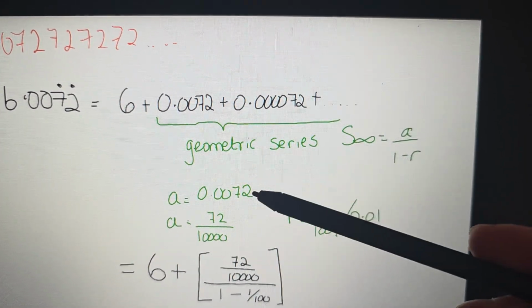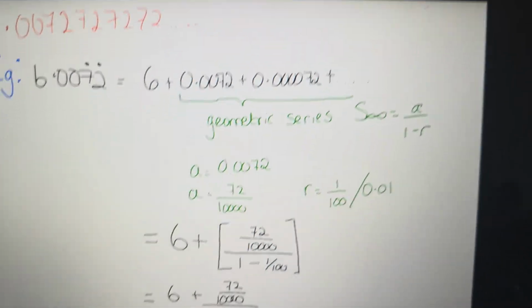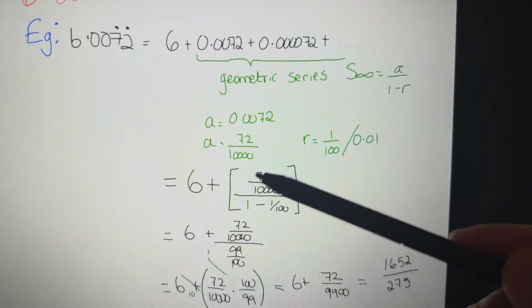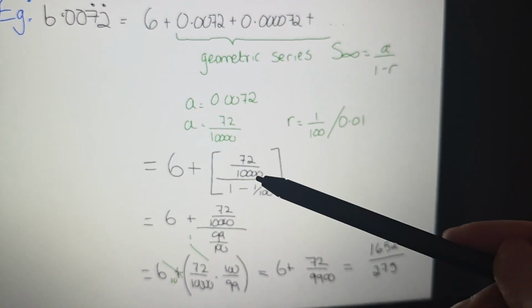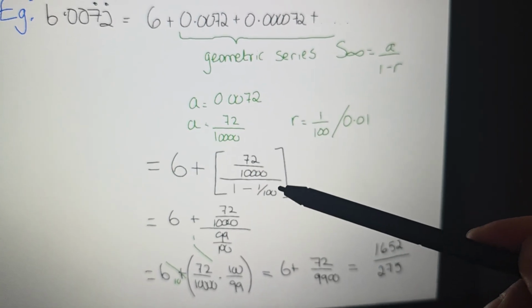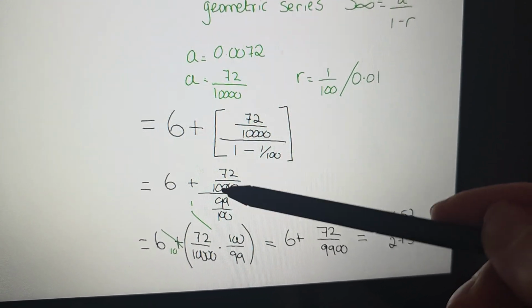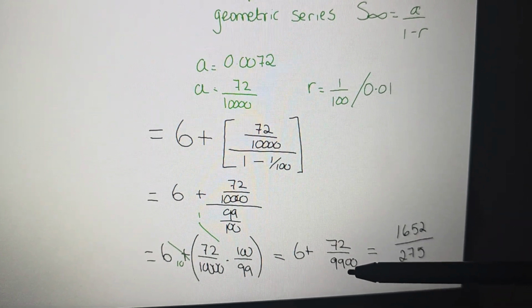Okay, so I now have my value for A, which you could write as a fraction if you want, and my value for R, the common ratio. And I sub into my S of infinity formula. So it's going to be A, which is 72 over 10,000, or 0.0072, all over 1 minus the common ratio. And that will all tidy up eventually down here. As I keep breaking it down, it'll tidy up to be 72 over 9,990.